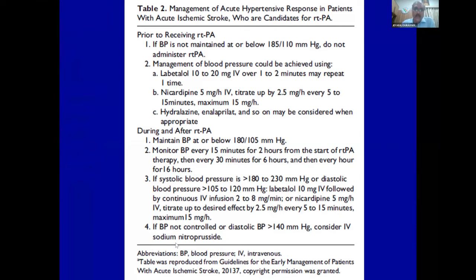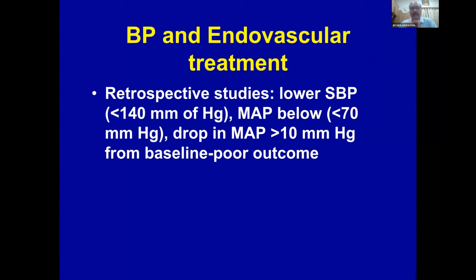And after you give TPA, you need to monitor the blood pressure every 15 minutes for 2 hours, every 30 minutes for 6 hours, and then every hour for 16 hours. So you need to keep the blood pressure below 180/105. And if it doesn't get controlled with repeated labetalol, you can give labetalol infusion or sodium nitroprusside infusion or GTN infusion. So in people who receive endovascular treatment, based on retrospective studies, keep blood pressure around 140 and a MAP around 70.